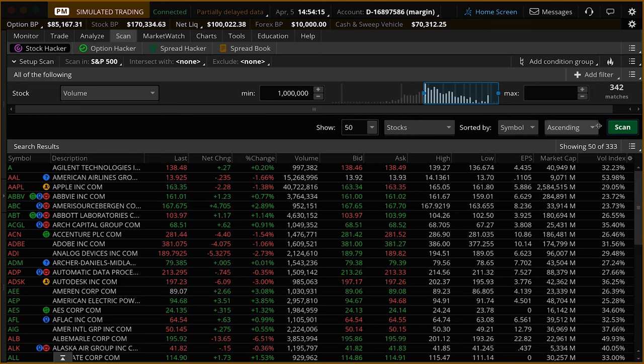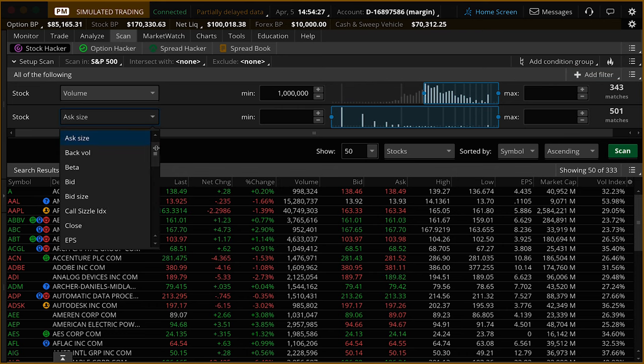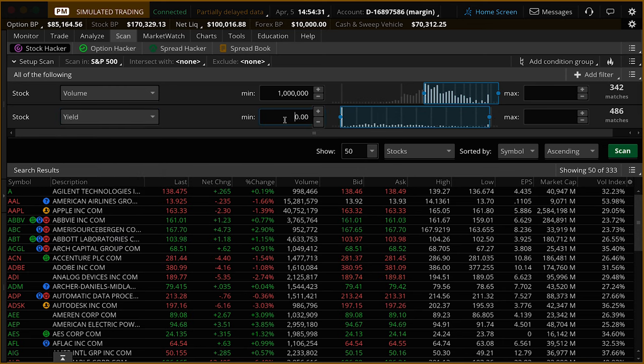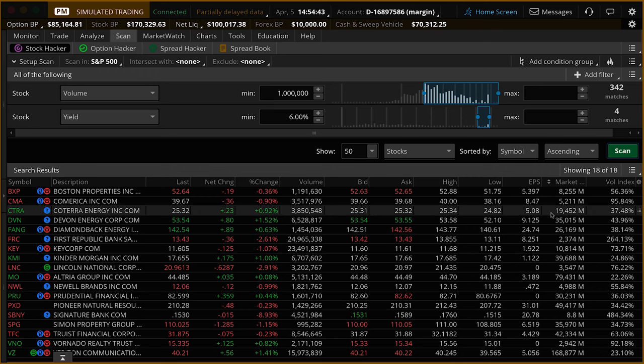So what I'm going to do is actually add a second filter. We're going to click on add filter. We're going to come and select stock again. And now this time I'm going to say I really need to see a certain dividend yield, specific dividend. So I'm going to click on this ask size, scroll down here to yield. And I'm going to say I'd like to see a minimum of 6%. Go ahead and put that in there. Press enter. Click that scan button one more time. And you can see right here we've eliminated quite a few stocks. We're only down to 18 stocks that are in the S&P 500 that have 1 million shares or more and are paying a 6% dividend yield.